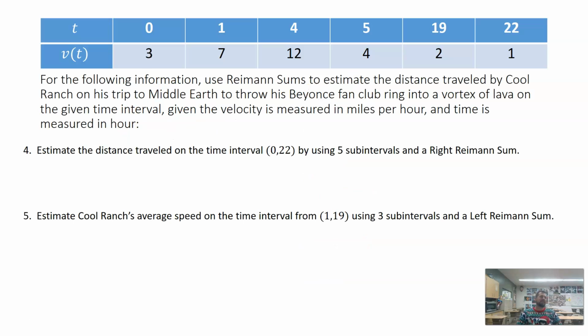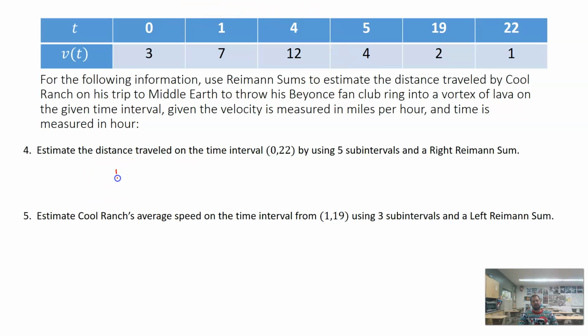So here's the next one. For the following information, use Riemann sums to estimate the distance traveled by Cool Ranch on his trip to Middle Earth to throw his Beyonce fan club ring into a vortex of lava on the given time interval, given the velocity measured in miles per hour and the time is measured in hours. So the first one says, estimate the distance traveled on the time interval from 0 to 22 using a right Riemann sum. So again, we just look at each of the intervals that we have.